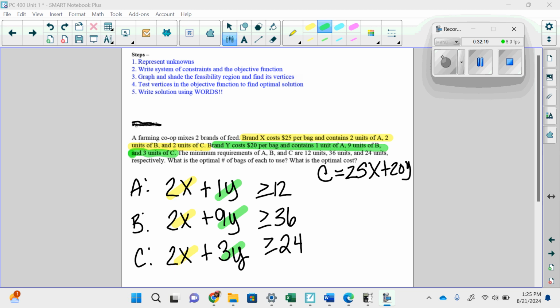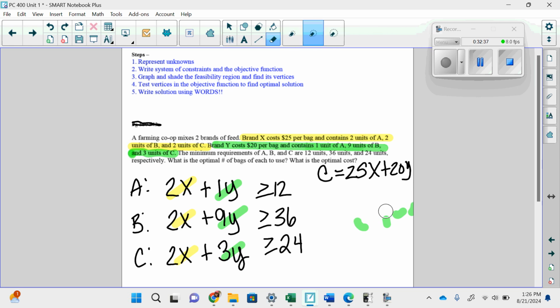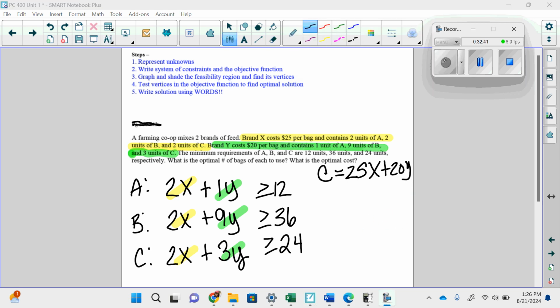In case any of you want to try it, just to make sure you got it, I believe the answer comes out to be, sorry, I looked at the wrong one. It was 3, 6 for a minimum cost of, I think it came out to be $195. Yes, a minimum cost of $195. So 3 bags of brand X, 6 bags of brand Y for a minimum cost of $195.